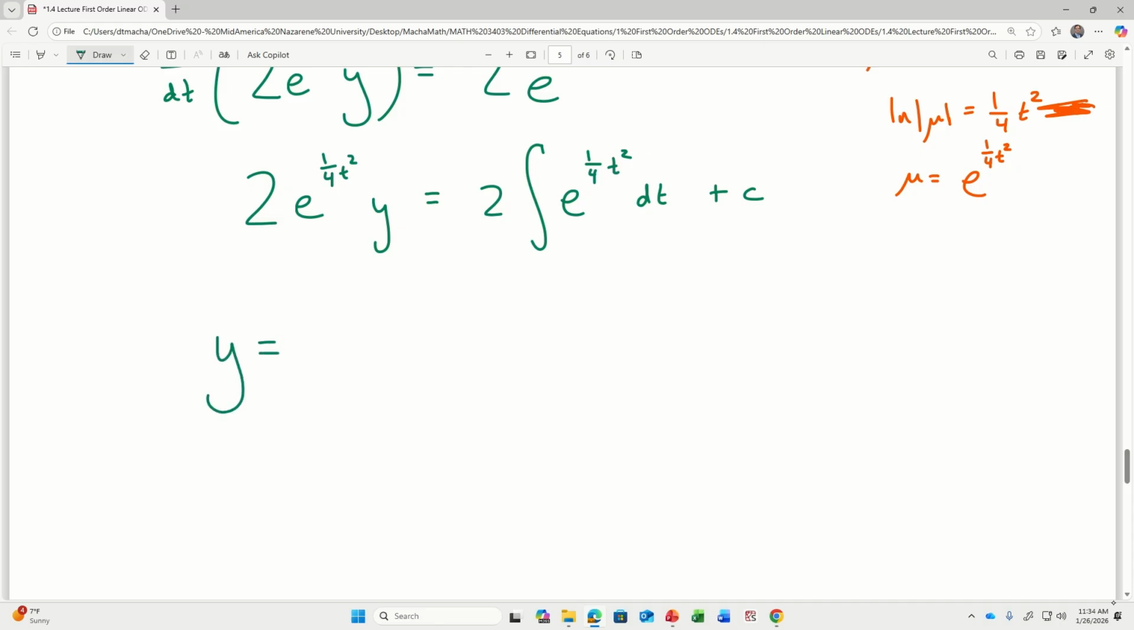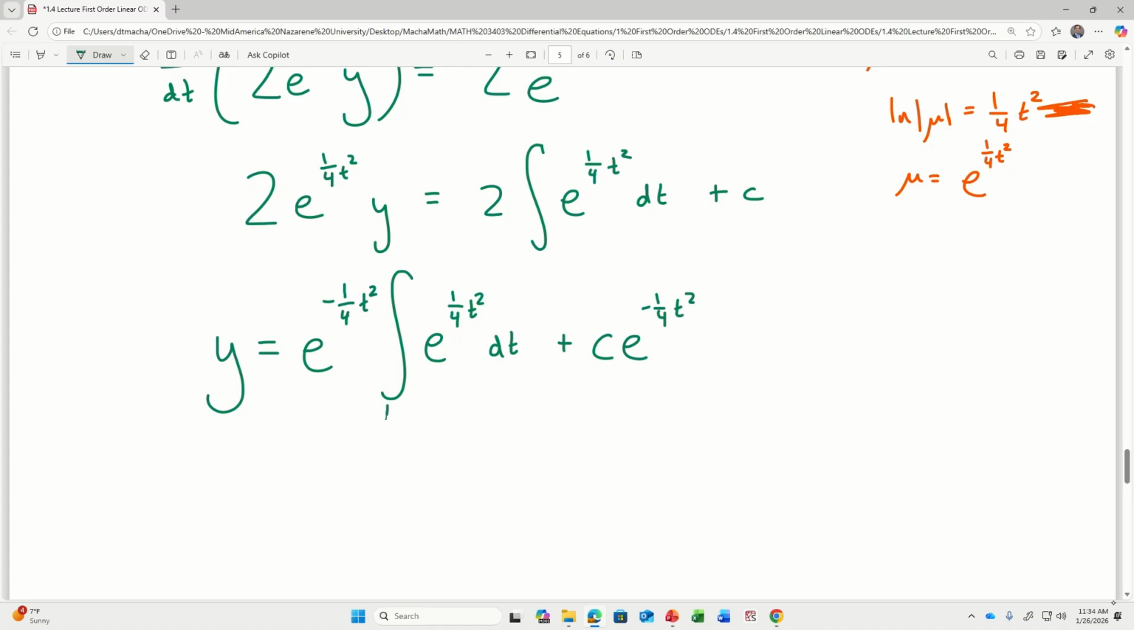We divide everything by 2, and we divide everything by e to the 1/4 t squared, and we get e to the power negative 1/4 t squared times the antiderivative of e to the 1/4 t squared dt, plus c times e to the negative 1/4 t squared. I forgot, well, I could divide c by 2, but it's still just an arbitrary constant.